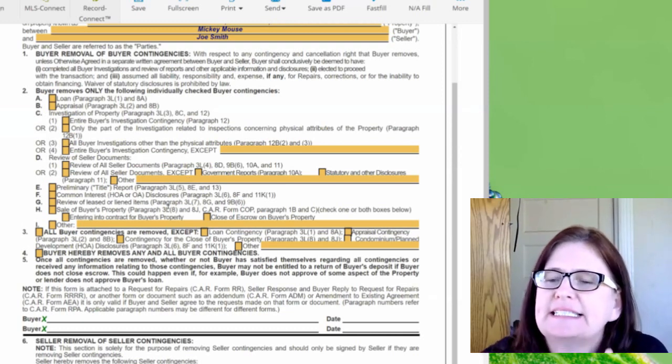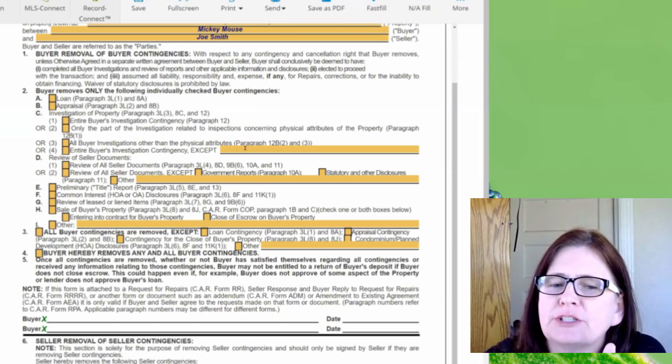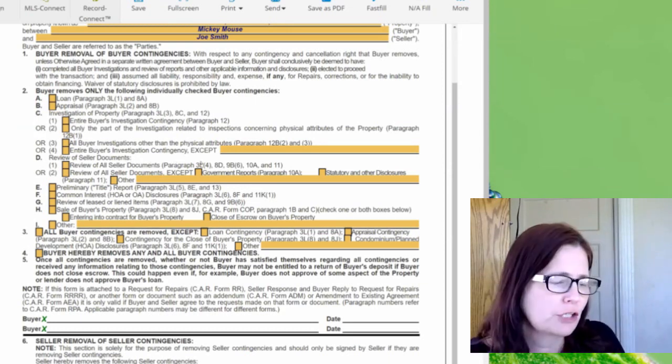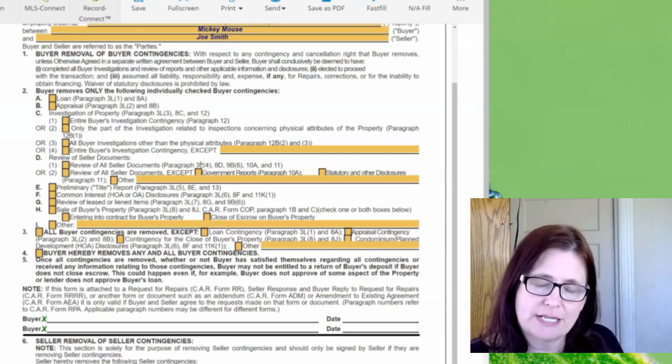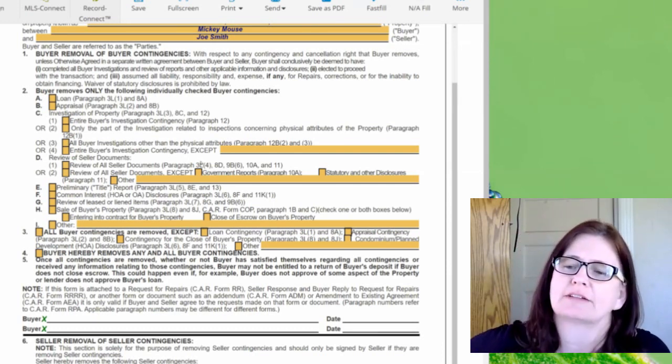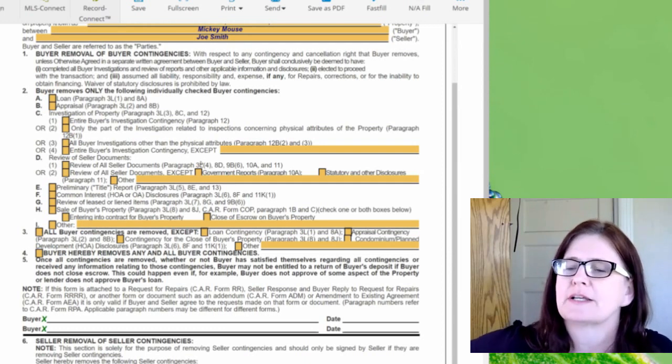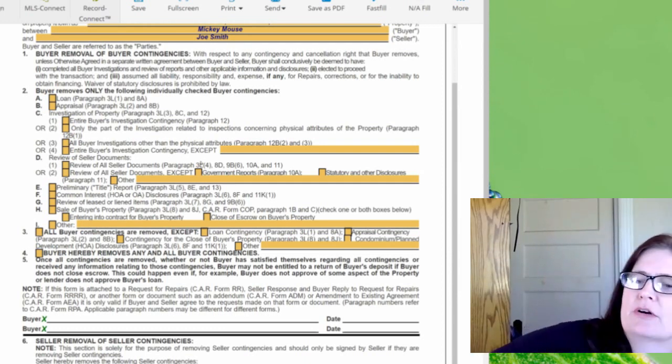But as I say this, if you're in a position where they're going to remove the physical attributes, but not the entire investigation, go to your contract and make sure you read what that entails, and don't just trust me right now saying, well, that would be the school district. Make sure you read it and you know it for sure.